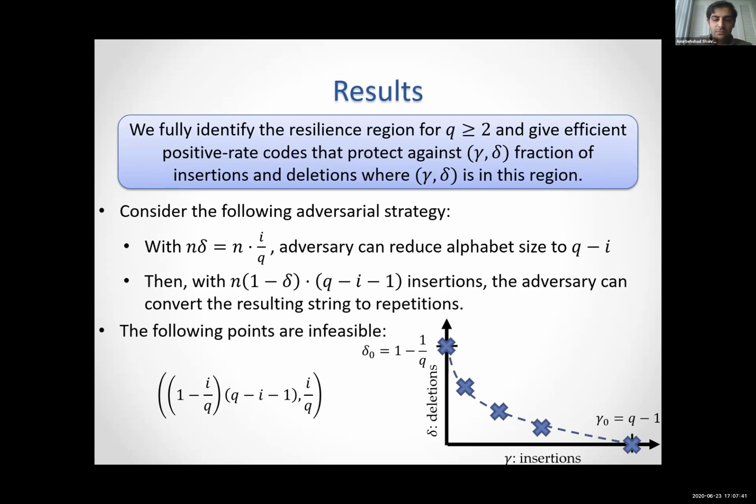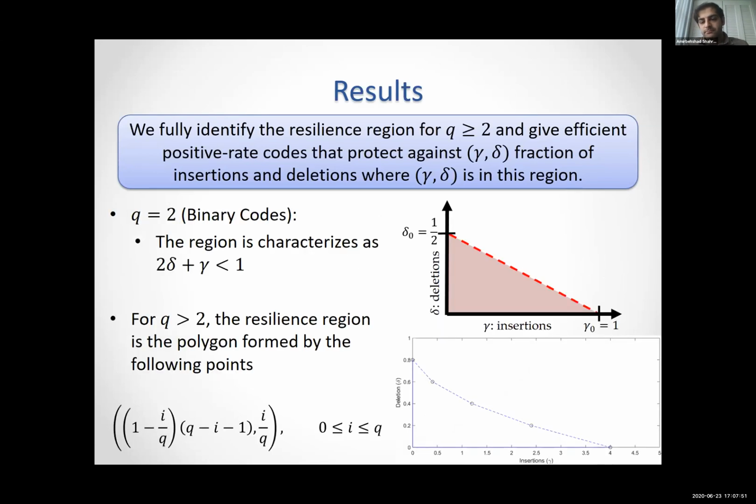Just to summarize the result of the work, what we show is that the error resilience region for insertions and deletions exactly fits the polygon that is made out of these points. So here are two quick examples. For the binary case, the region is actually a triangle between delta 0 equals 1/2 and gamma 0 equals 1. And for q equals 5, for alphabets of size 5, it would look like this polygon that I plotted over there. That's basically what the work is presenting. Now, I don't have the time to tell you how, but it's available in the video that's uploaded.